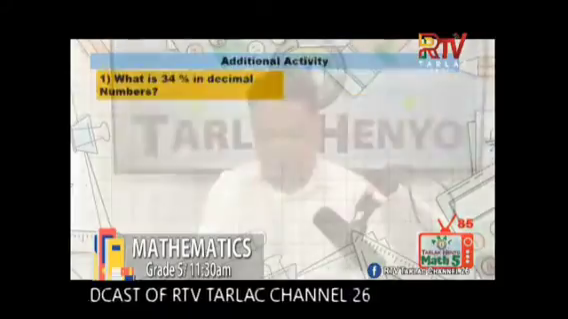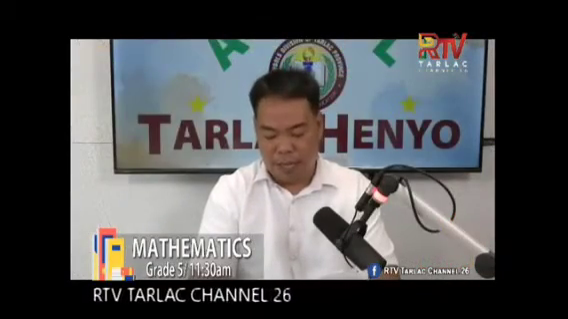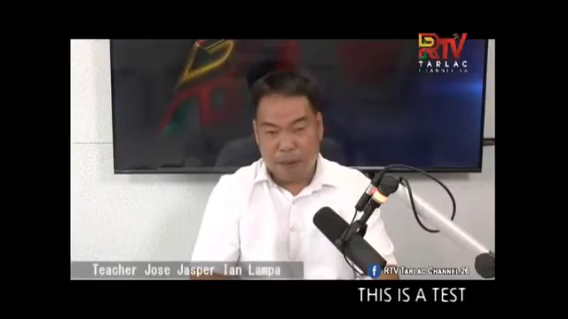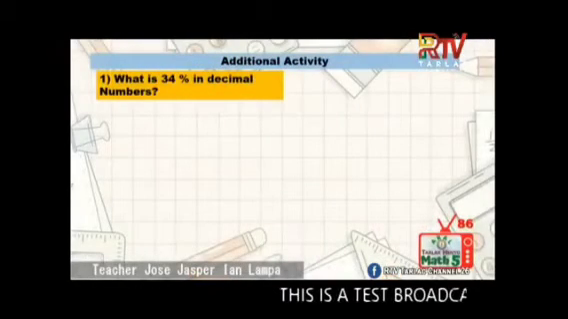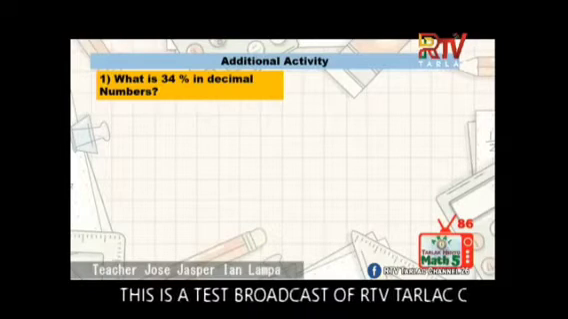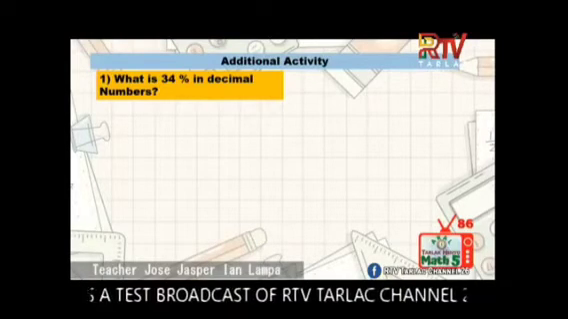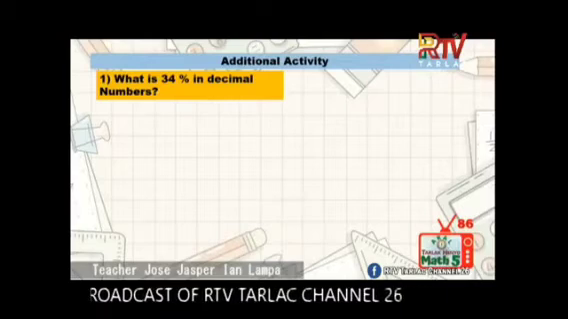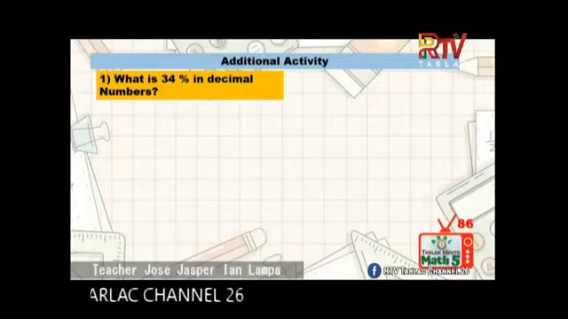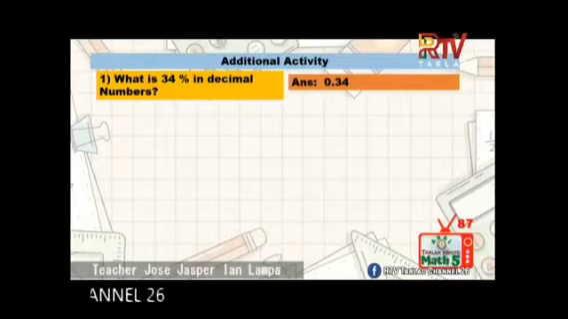Very good, grade 5 learners. I am sure you are ready for another activity. Here we go. Number 1. What is 34% in decimal numbers? Moving 2 decimal places to the left, the correct answer is 0.34.